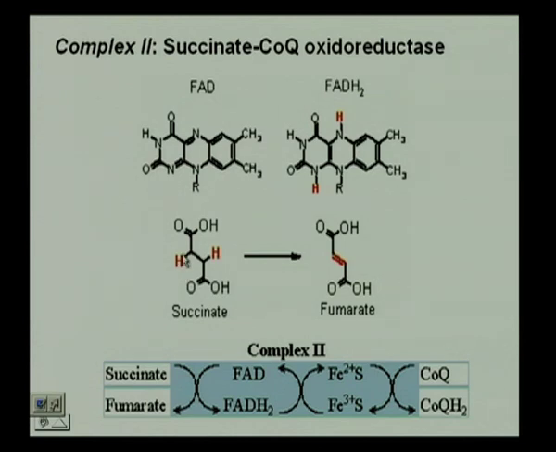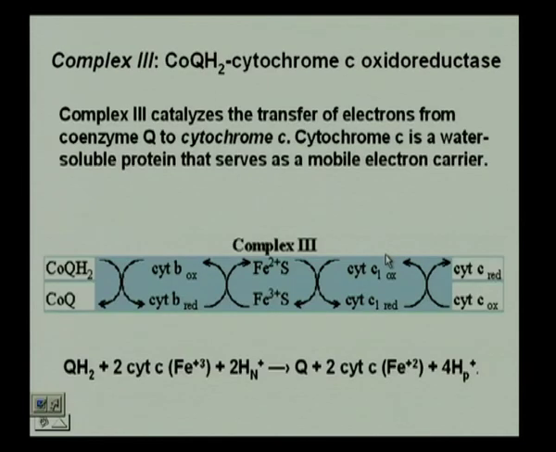But this enzyme can also be referred to as succinate dehydrogenase because it is taking up the hydrogens from succinate and forming fumarate. This is actually complex 2, but there are no protons transferred.